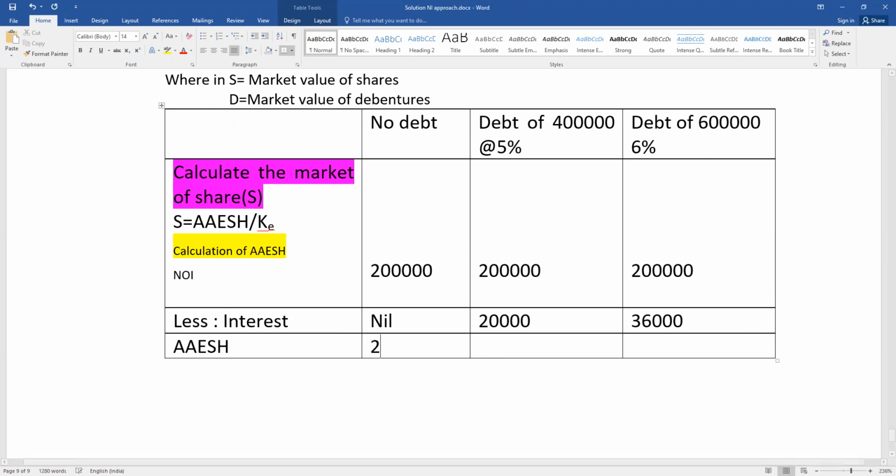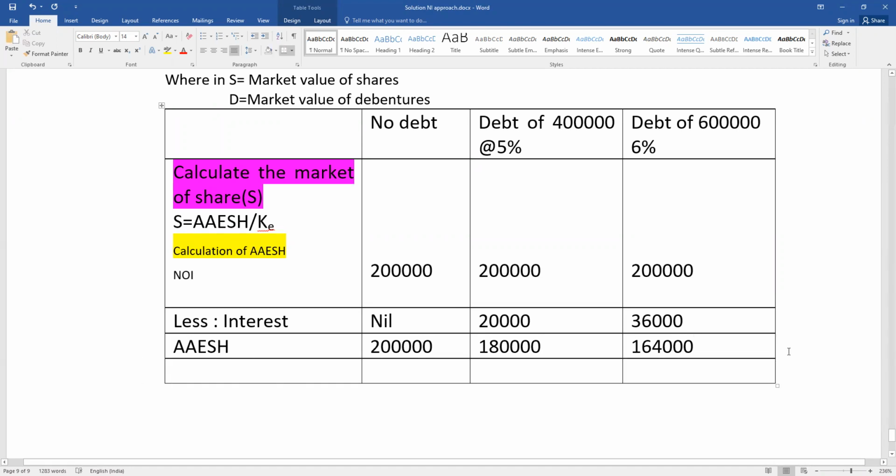So in the first situation, there is no change in the amount available. 2 lakh minus 20,000 is 1 lakh 80,000. And then we have 1 lakh 64,000. So you have calculated your amount available to equity shareholders.